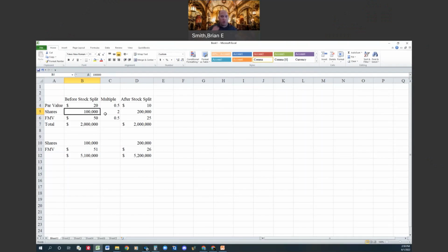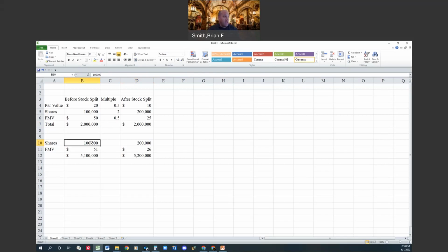In a stock split, we're going to divide the par value in half and multiply the number of shares outstanding by 2. So we're dividing this by 2 or multiplying it by 0.5 to get $10 par value. We're multiplying the number of shares by 2 for 200,000. So our fair market value in this case was 50. Now it's 25. Should cut that in half during a stock split. Stranger things have happened. $2 million, though, whether you started before or after the stock split, doesn't matter. You still have $2 million as the company.